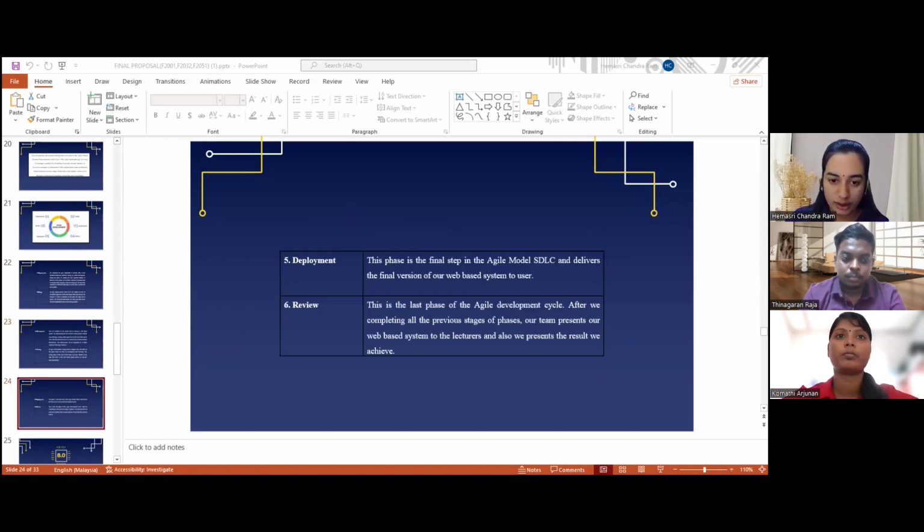Next is deployment. In this phase, the final step in the agile model SDLC delivers the final version of our web-based system to the user. Last but not least is review. This is the last phase of the agile development cycle. After we complete all the previous phases, our team presents our web-based system to the lecturers and we also present the results that we achieved. That's it for methodology.